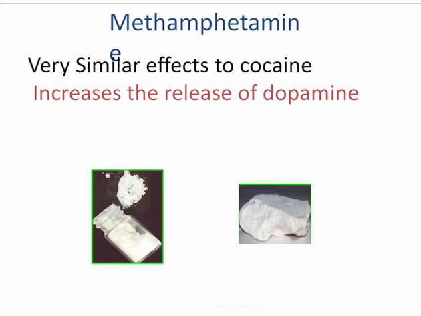Very similar effects to cocaine. It increases the release of dopamine. So this methamphetamine works a little bit differently than cocaine, but they are both working on dopamine. It works at step 3 of the synapse, as it releases more, it causes more dopamine to be released. Now in past textbooks it is talked about that not only does it increase the release of dopamine, but it blocks the reuptake, so it makes it work extra hard.